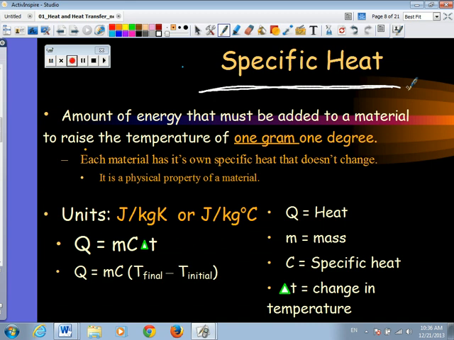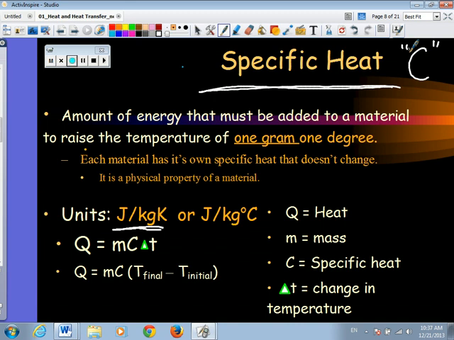Okay, there'll be 2 different types of units. Sometimes you'll see joules per kilogram Kelvin, or you'll see joules per kilogram degree C. Okay, and if we want to calculate, this comes into a calculation. This C here is the specific heat. Okay, you'll sometimes see me refer to it as specific heat capacity, but it's specific heat.